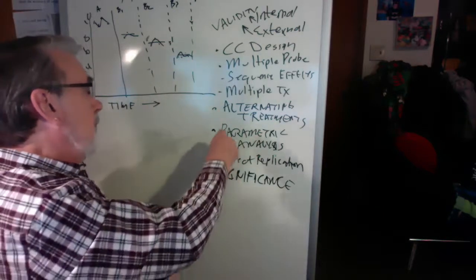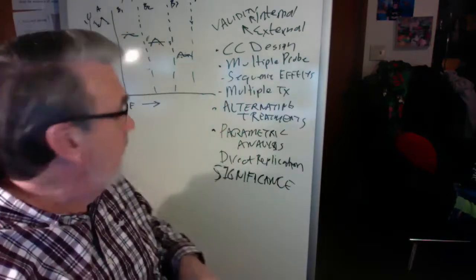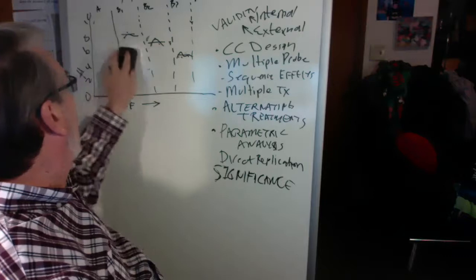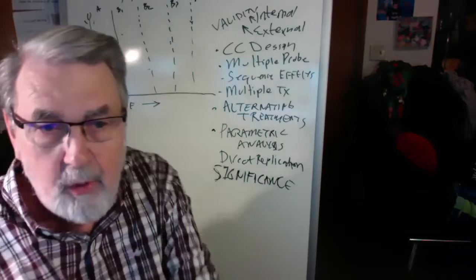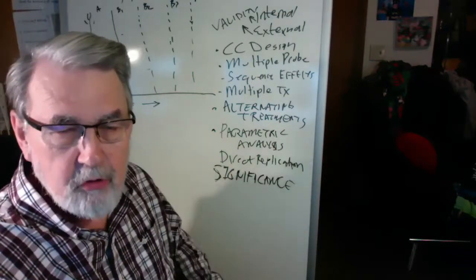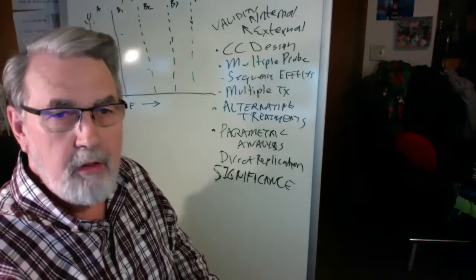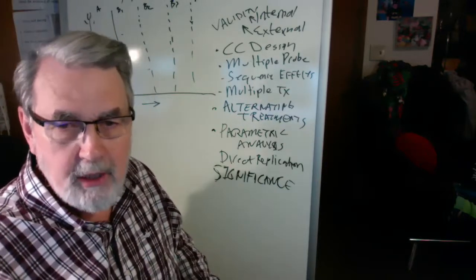Now I'm going to jump for a moment down here to parametric analysis because it looks a lot the same. And I want to make the distinction with the parametric analysis. What I'm doing is I'm getting many measures, parametric measures, many measures of the value of the independent variable. How much of the treatment do I need to get the behavior?